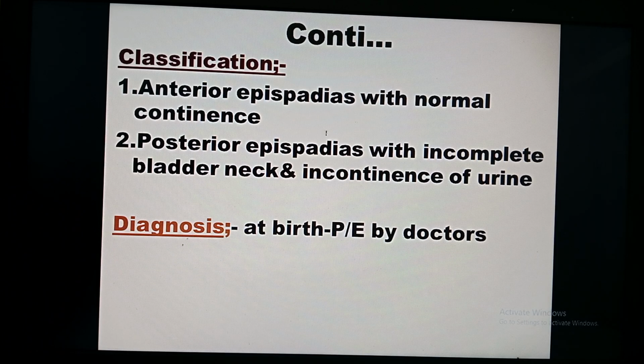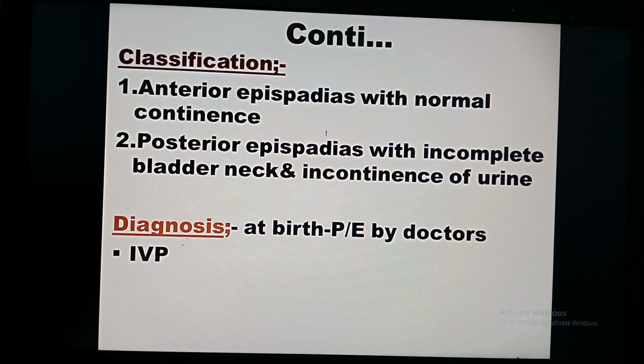How to diagnose: as I explained in hypospadias also, immediately after the birth itself, maybe the mother is in the labor room or the OT, wherever the pediatrician is there, they will do the physical examination. Immediately after the birth itself, the doctor will come to know the child is born with this condition, a particular problem. So immediately they will explain all these things to the parents.